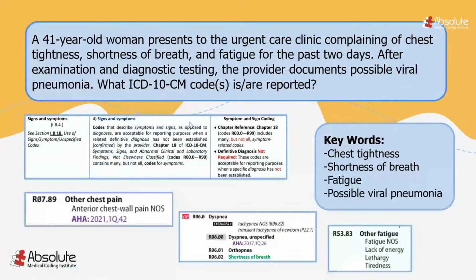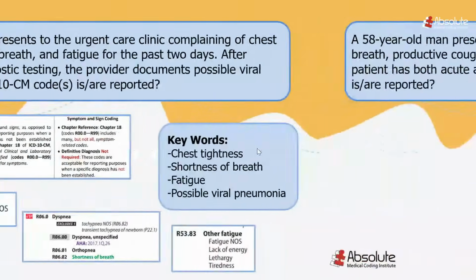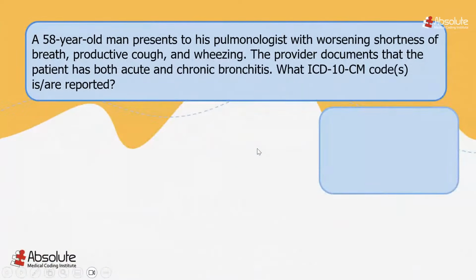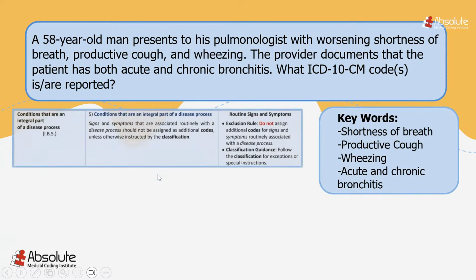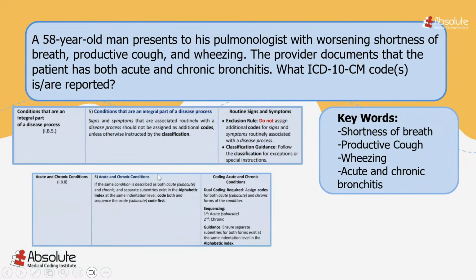Okay, so this is our scenario. And again, the keywords that everyone was choosing to take out of this scenario are going to be that shortness of breath, that productive cough, the wheezing, and the acute and chronic bronchitis. And these are going to be the two guidelines we're going to be using. So the reason that we are choosing obviously the acute and chronic conditions is because there is an acute and chronic condition in our scenario.